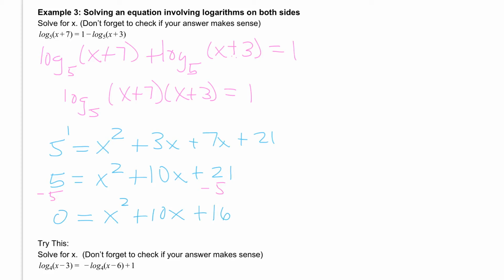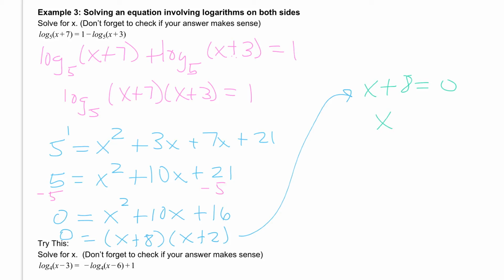And 0 equal to x squared plus 10x plus 16, that's factorable. And that factors into (x plus 8) times (x plus 2). So from here, we can go ahead and take both of those and set them equal to 0. So we can take x plus 8, set that equal to 0, and we get x is equal to negative 8. And we can take x plus 2, set that equal to 0, and we get x is equal to negative 2. And then we have to do that check step.